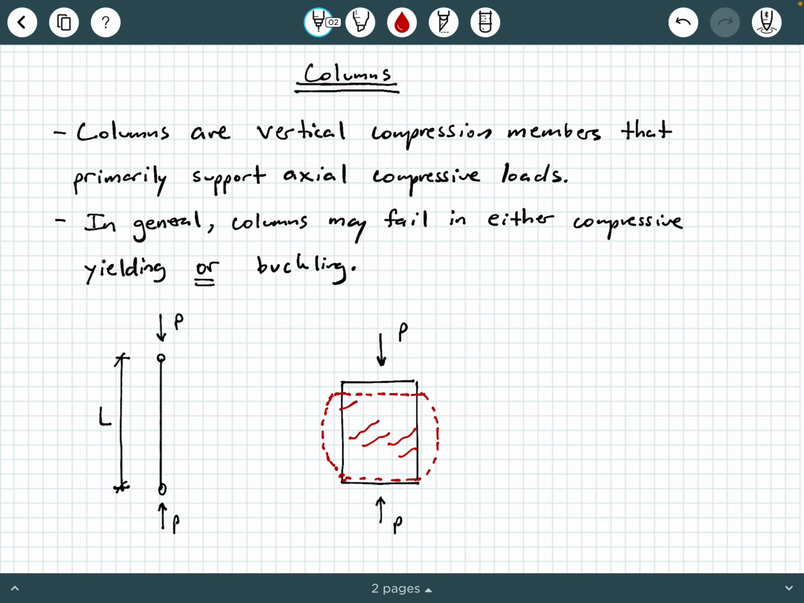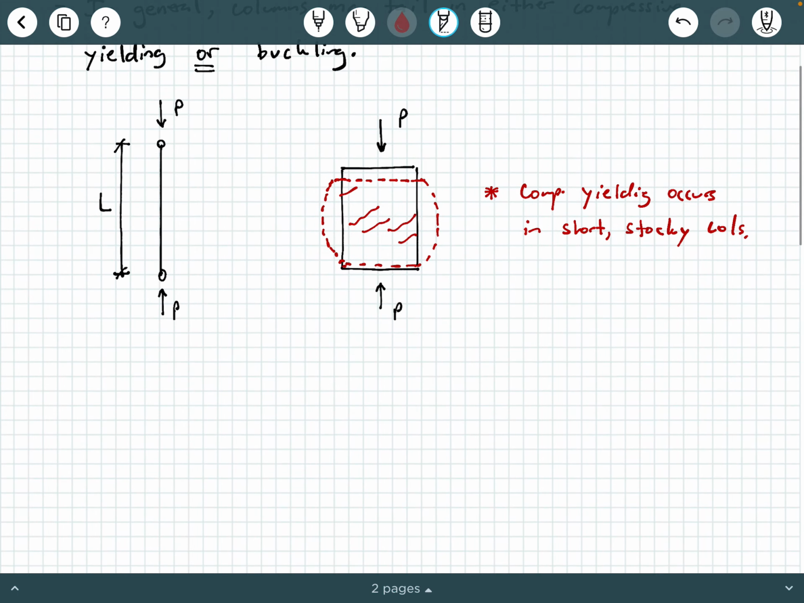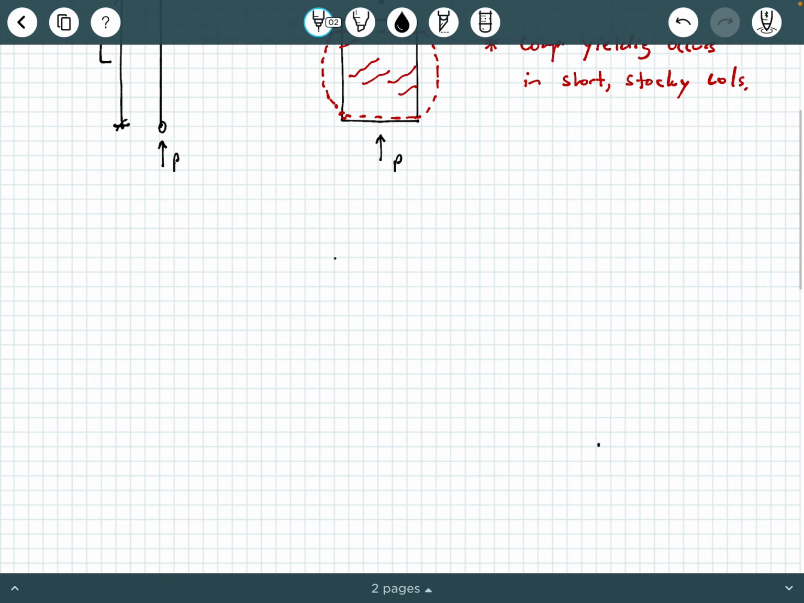So I'm going to make a note here. We're going to say compressive yielding occurs in short, stocky columns, okay? So that's compressive yielding. That's one failure mode. The other failure mode that we're going to talk about a lot in this video is buckling, okay? Now, what is buckling? Well, buckling occurs whenever you have a column that is long and slender, okay?